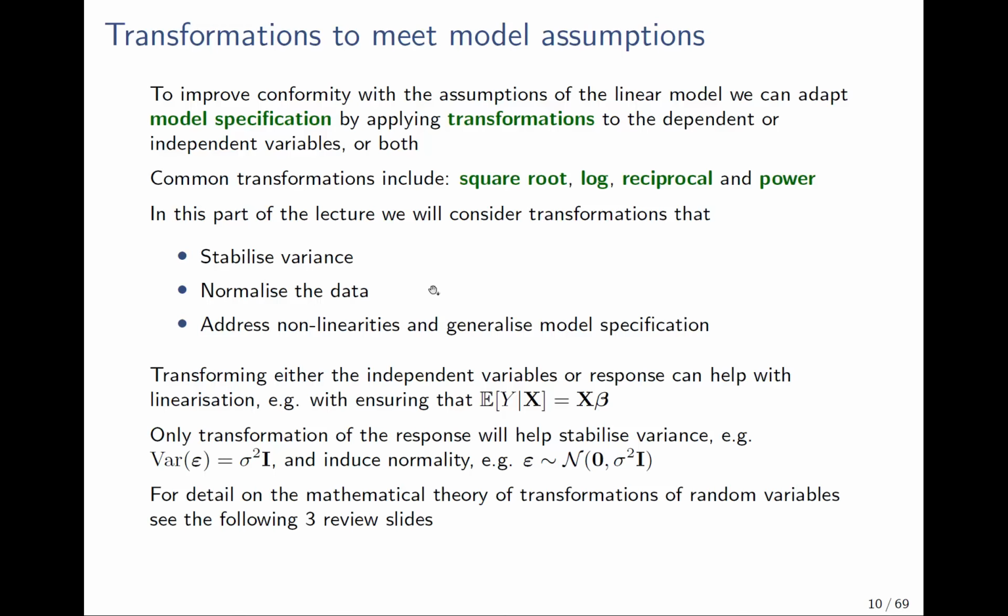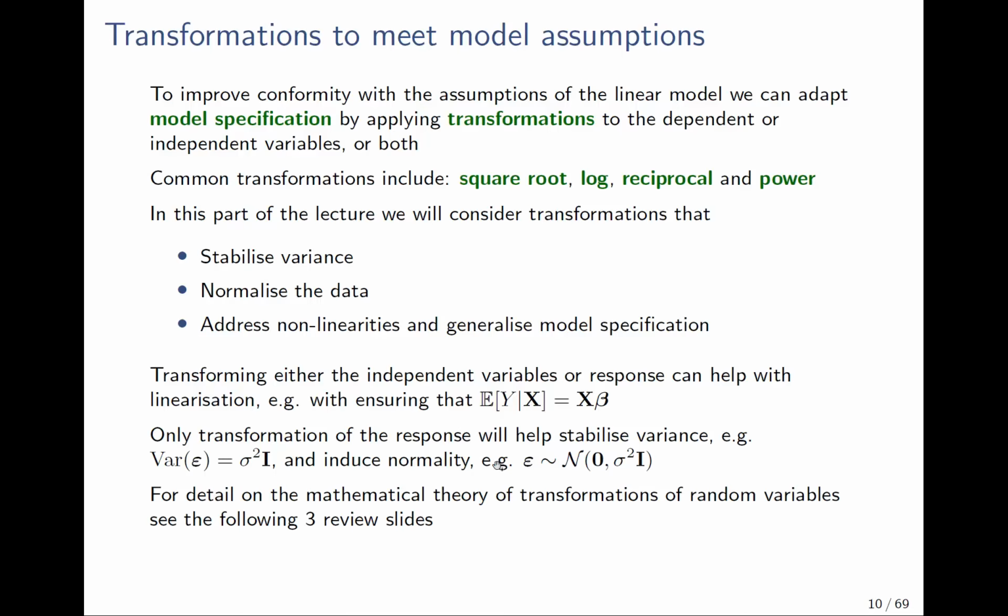Now, an important point: transforming either the independent variable or the response can help with this third objective. That is, it can help linearization, it can help ensure the regression function falls within the linear in parameters framework. But if we want to achieve either the first or second objective, stabilize the variance or normalize the data, then only a transformation of the response will do that. So if we're worried about non-constant error variance or about errors that are not normally distributed, we have to look at a transformation of the response.